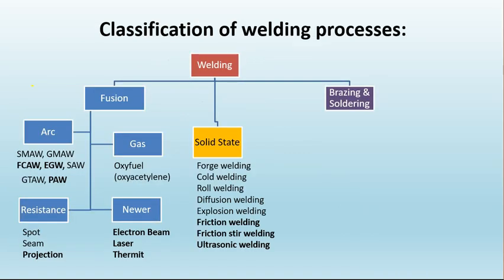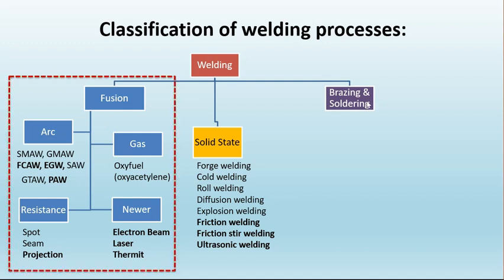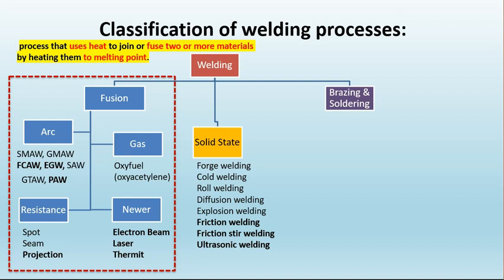So when we look at this classification, we will look at fusion first, then we go to solid state, and then we will cover brazing and soldering. And we know that fusion means using heat to join or fuse two or more materials by heating them to the melting point. So we will look at arc welding. Some of the arc welding you have seen before: SMAW, GMAW, SAW, GTAW, and then also gas welding, and resistance welding. Also there are newer types of fusion, in which we look at electron beam, laser, and thermit.